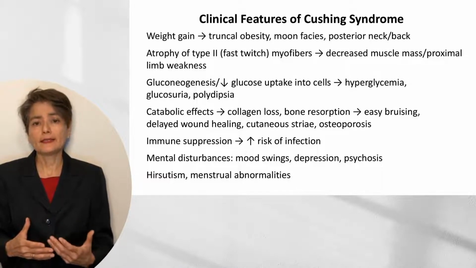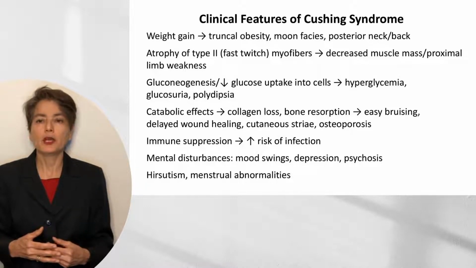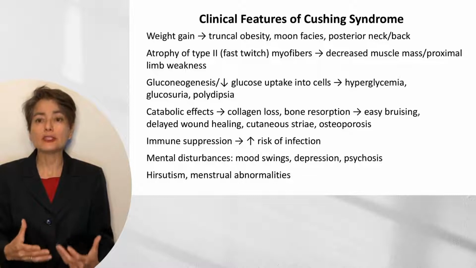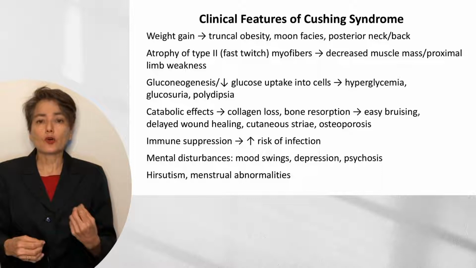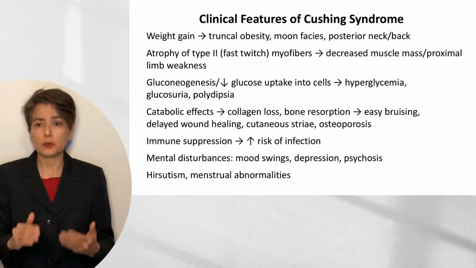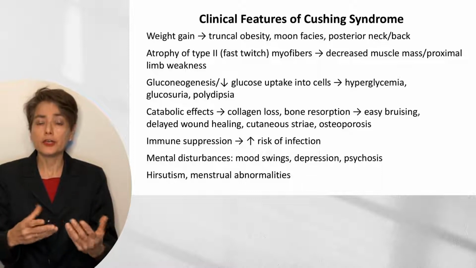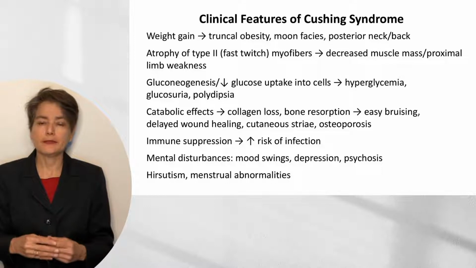Patients with cortisol excess will get atrophy of specifically type 2 or fast twitch myofibers, which will decrease muscle mass and lead to proximal limb weakness. Furthermore, cortisol increases gluconeogenesis while decreasing glucose uptake into cells. This will lead to hyperglycemia, glucosuria, polydipsia. You might be thinking these are symptoms that we see with diabetes.